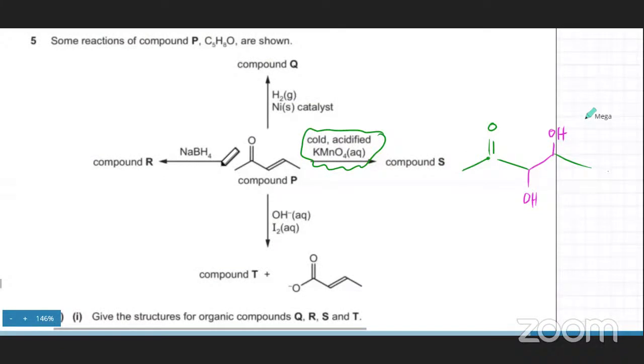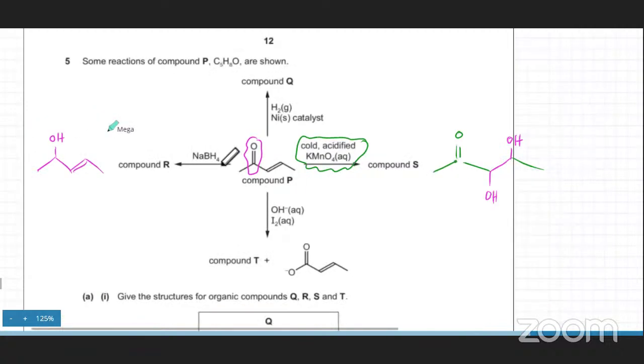Now, NaBH4 is used to reduce ketones. The double bond stays there. The ketone part changes into an OH. That's it. It turns back into an alcohol. Oxidation, the secondary alcohol would change into a ketone. A reduction, the ketone would change back into a secondary alcohol.